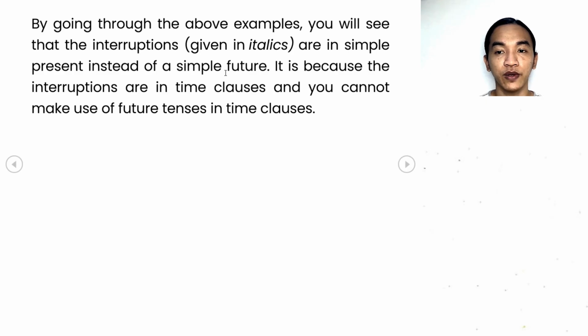So actually those clauses there refer to time. Definitely we have to use the simple present tense, not the future, because they are time clauses. Okay?